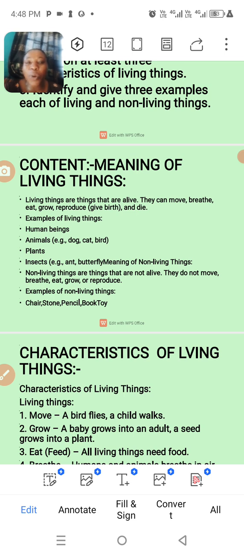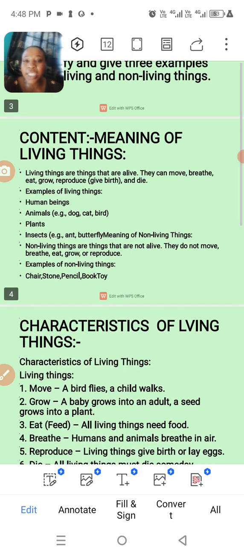Example of living things is human being. Yes, you and I. We are human beings. We grow, we move, we breathe, we eat, we reproduce, and we also die. Yes, human beings die, you know that.